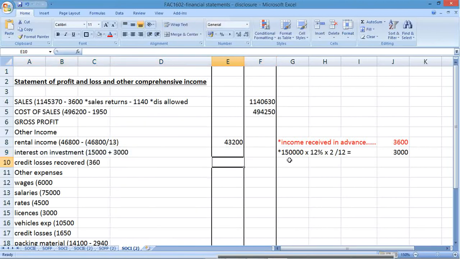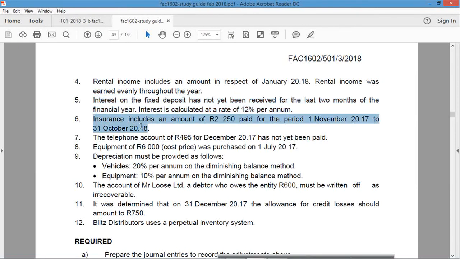Yeah, that's better. Okay, we can check it. So we can do this: 150,000 times 12%, because that's the whole year. 18,000. Yes. That makes sense, because that's how much they should have received for the whole year. Right, keep going. Next, what did you do with this one?